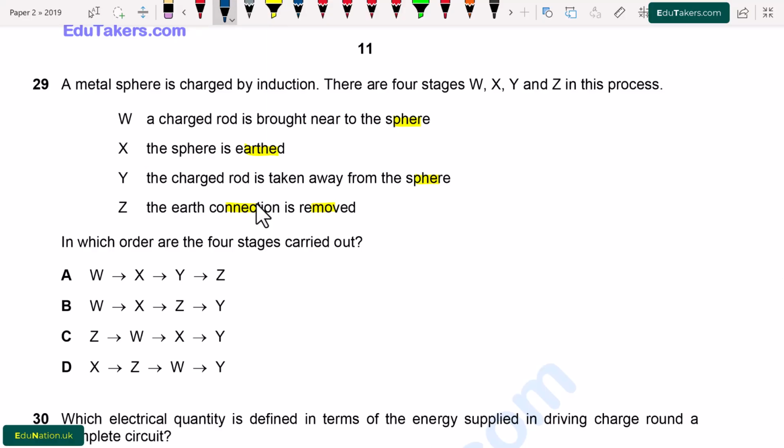First of all, we bring the charged rod near to the sphere. So here will be W. Next, the sphere is earthed. So there will be X. After that, we remove the earth connection. So here will be Z, and at the end the charged rod is taken away from the sphere. So here will be Y. Now we see this sequence, it is given in B. So option B is correct.